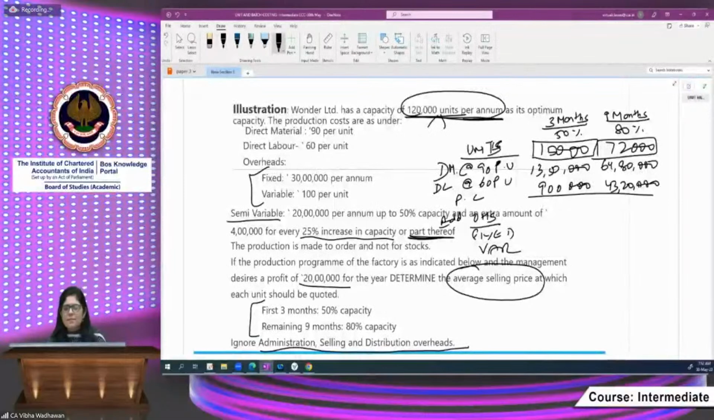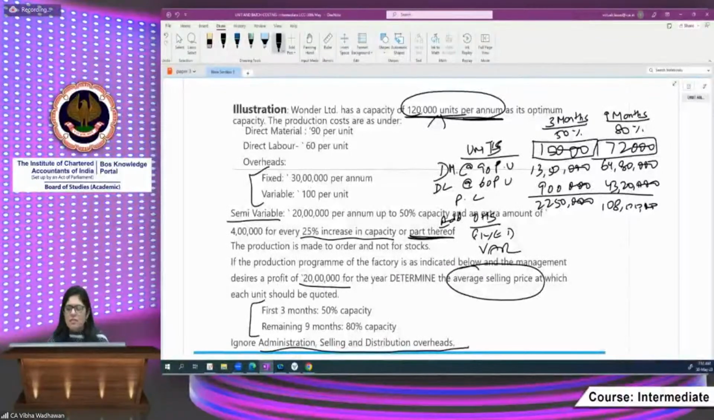Fixed overheads. Prime cost, can anybody tell me the answer? 13,50,000 plus 9 lakh, so prime cost is 22,50,000. You can skip prime cost also and directly add overheads. That's also fine, but there is no harm in calculating prime cost. 64,80,000 plus 43,20,000. Okay, so now add fixed overheads, 30 lakh per annum. Can anybody tell me the fixed overheads for 3 months and 9 months respectively?